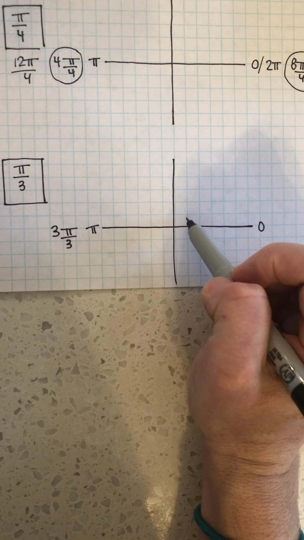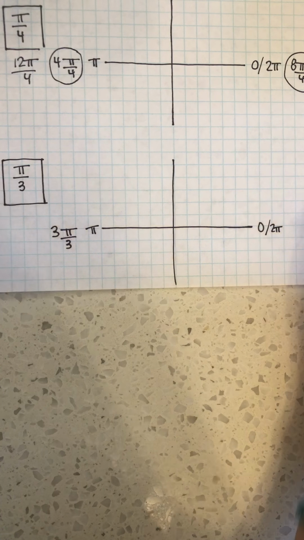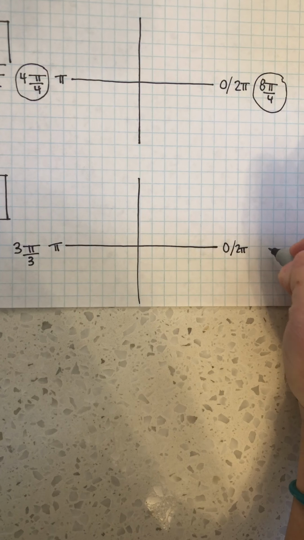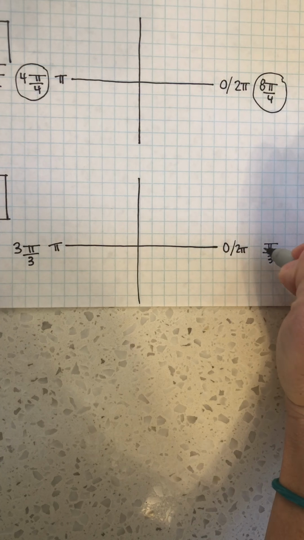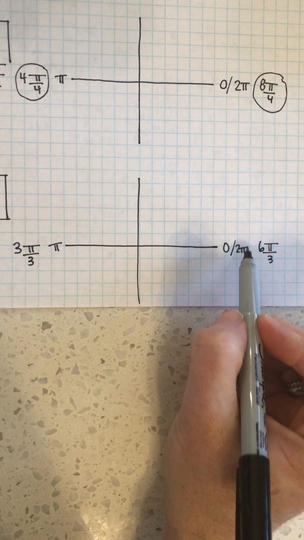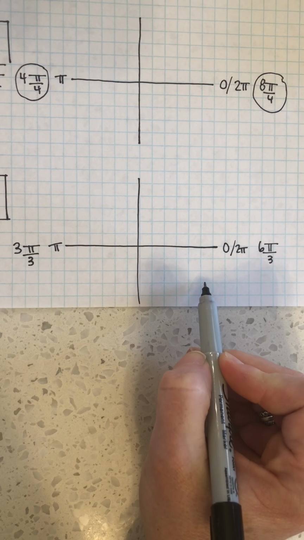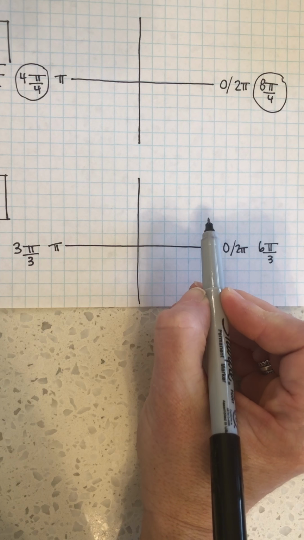And then again, if you rotate all the way around a circle, that equals 2 pi radians. If we're working with pi's over 3, how many pi's over 3 make 2 pi? That would be 6 pi's over 3. So now 5 pi's over 3 are going to land in the quadrant before it. 7 pi's over 3 are going to land in the quadrant after it.